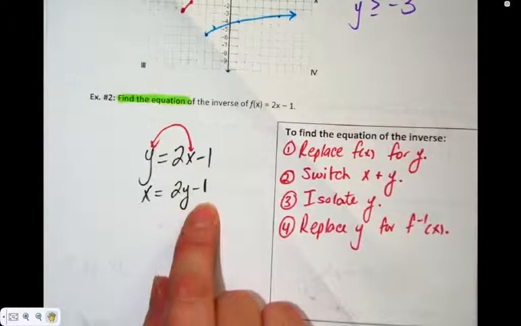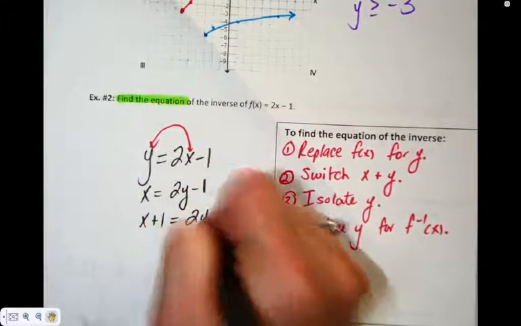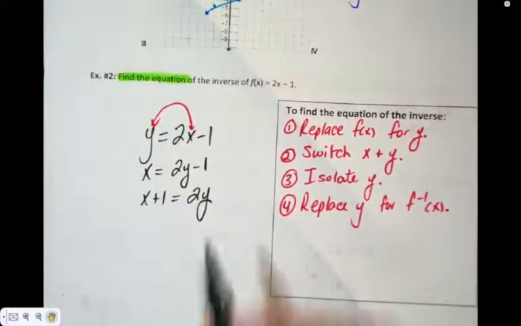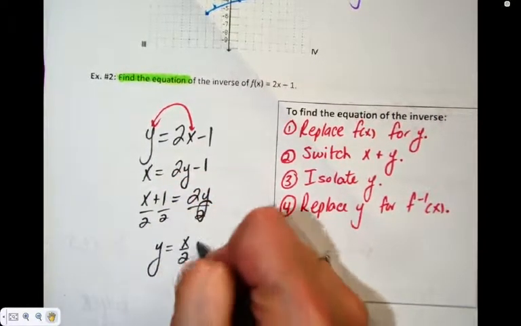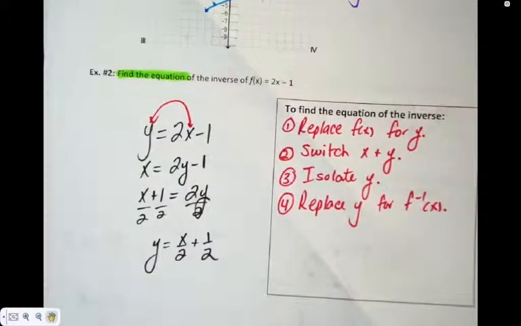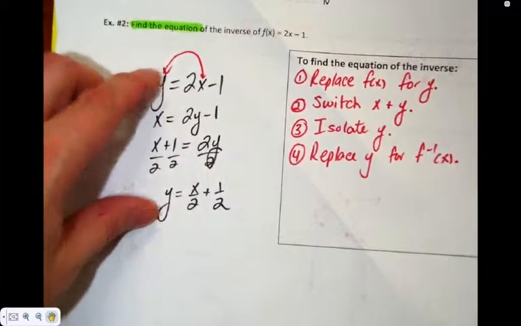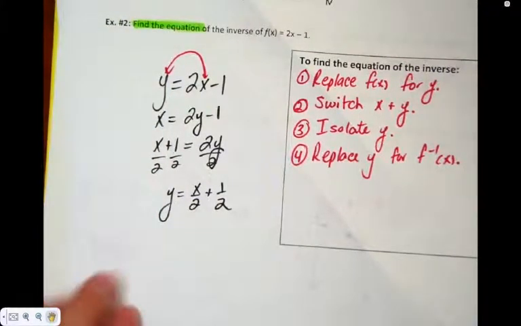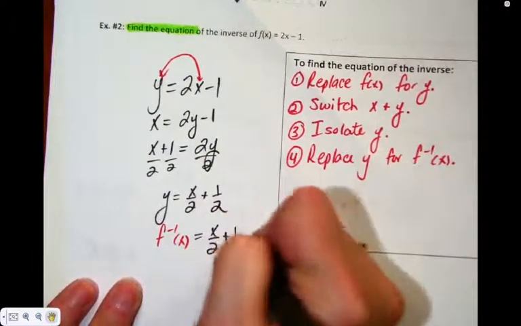We want to get the y by itself, so how do I get rid of a -1? How do I get rid of a coefficient of 2? And the last step is necessary because right now I have two different things defined as y, and mathematically I can't say y is two different things. I'm going to say, well, this really isn't y, it's the inverse of f of x. So inverse notation comes in, everything else on the right-hand side stays the same.